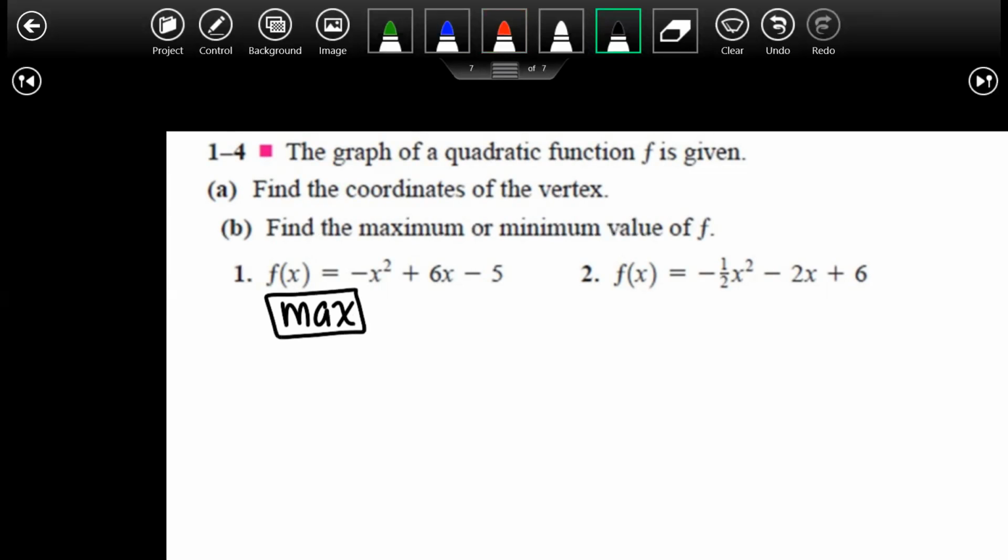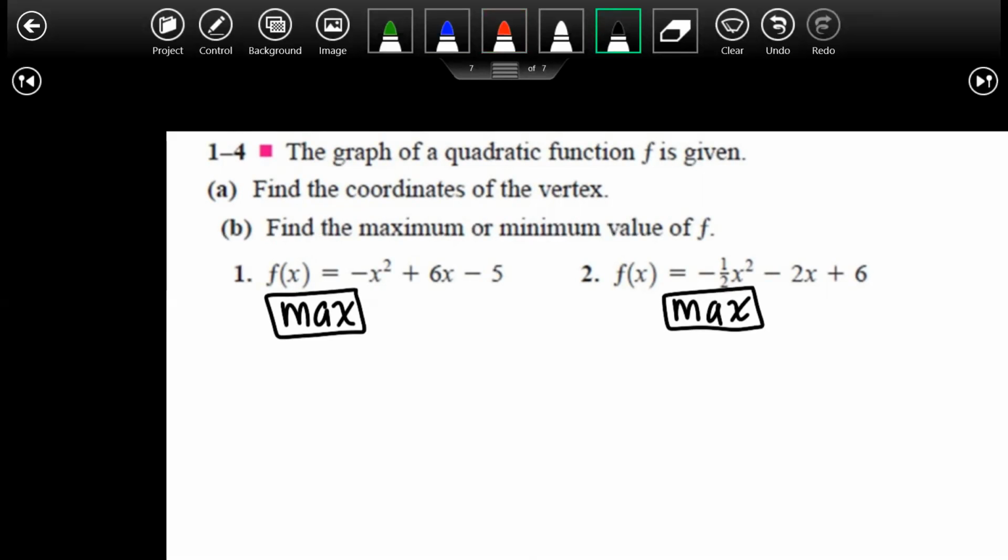What about the other one? Max as well. A is less than 0, so there's also going to be a max. So we'll just get those out of the way. We don't have to worry about them. We have a maximum value at those values. That means the functions are facing downward. So we're going to look for our maximum value.